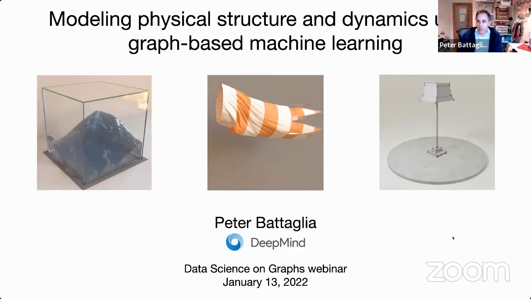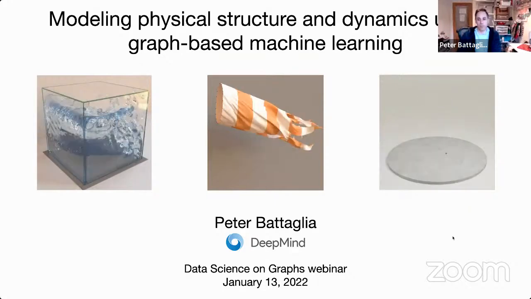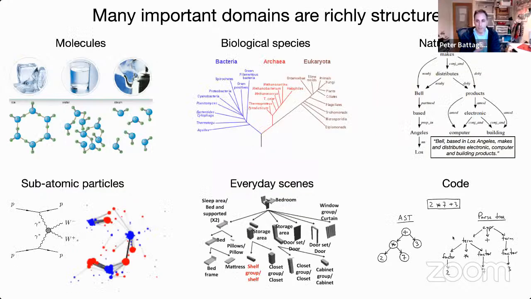Okay, thanks. Yeah, so my talk is titled Modeling Physical Structure and Dynamics Using Graph-Based Machine Learning. The first point I want to make is that when we as data scientists, as machine learning researchers, look around, many important domains and problems are richly structured. So these are some examples. I'll let you glance around at the slide for a minute. You can see there's tree structure, graph structure, other types of interesting structure.